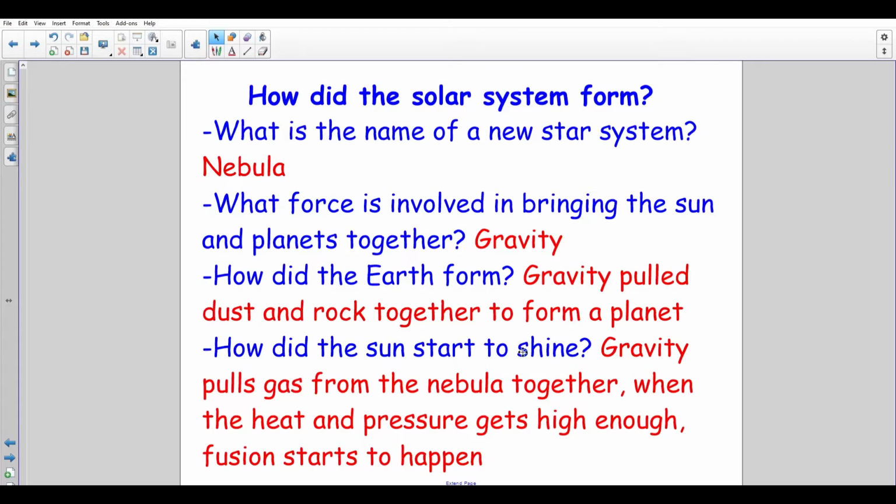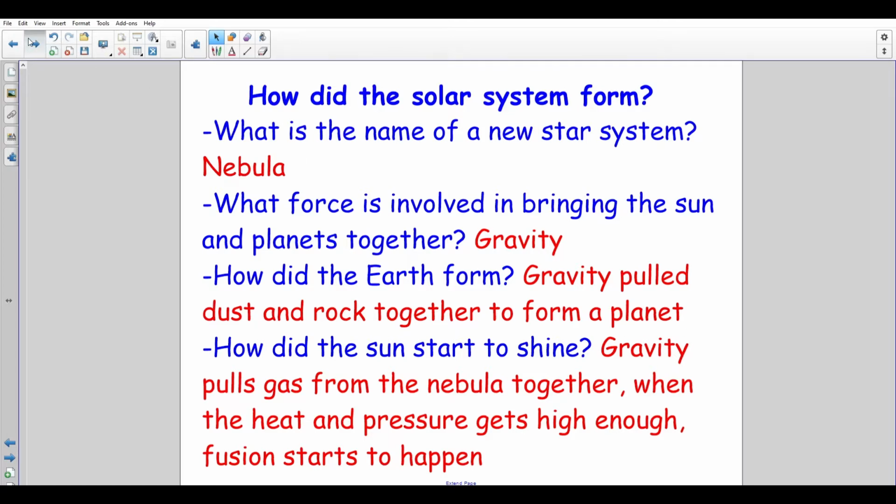And the sun started to shine because gravity pulled enough of the gas in the nebula together, and there was enough heat and pressure for fusion, nuclear fusion, to start to happen, and this then emits energy in the form of light and heat and every other type of wavelength of electromagnetic radiation into the universe.